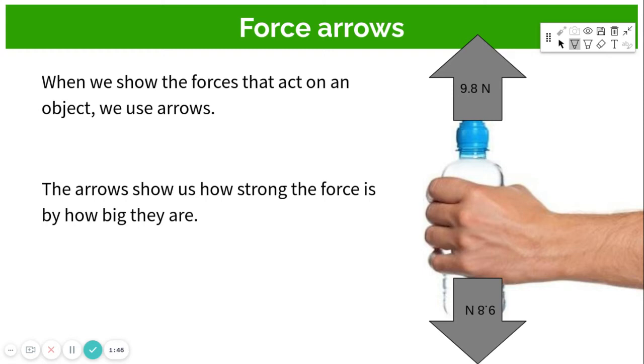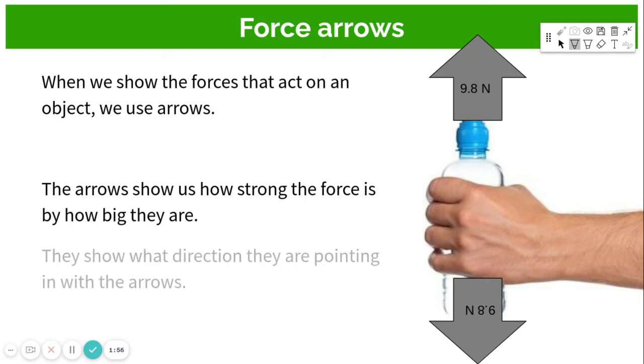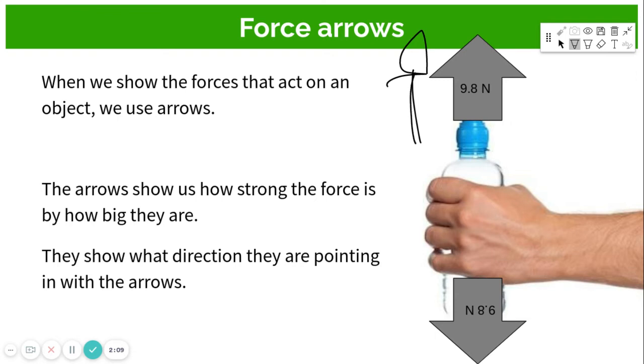Now remember, when you have a measurement of force, we always have a magnitude and a direction. If magnitude is how big the arrow is, direction must be what direction it's pointing in. Okay, so that's the direction the magnitude is acting in. So this one is pointing up. So this 9.8 is pushing up. This 9.8 is pushing down.